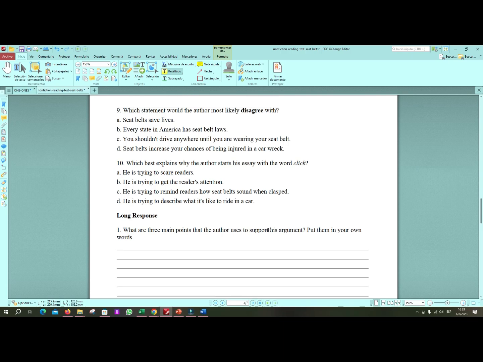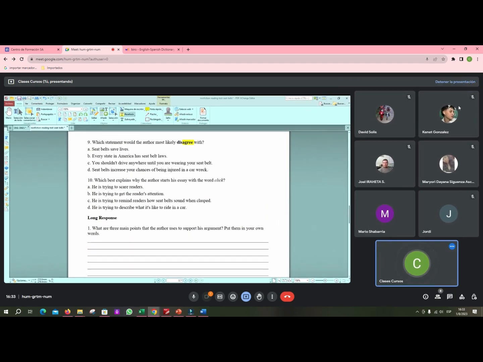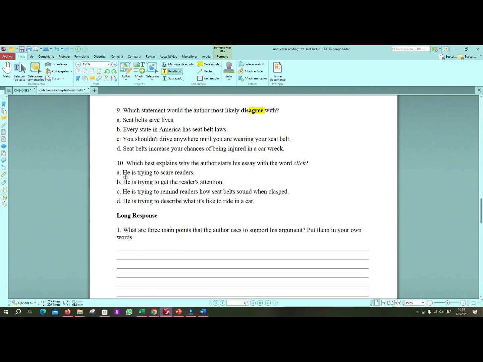Okay, perfect. 9. Which statement will the author most likely disagree with? Seatbelts save lives. Every state in America has seatbelt laws. You shouldn't drive anywhere until you are wearing your seatbelt. Seatbelts increase your chances of being injured in a car wreck. What do you think about that one? A, B, C, or D? Okay, Mr. Jordan, letter D? Okay, yes, that is letter D. Seatbelts, right, increase your chance of being injured in a car wreck.